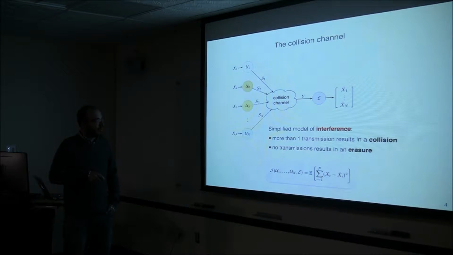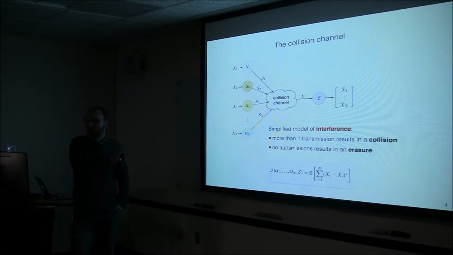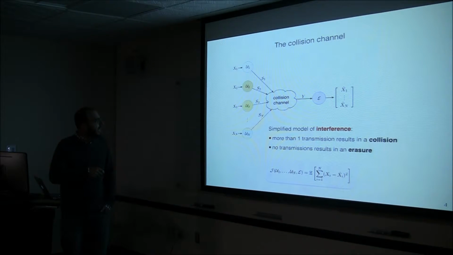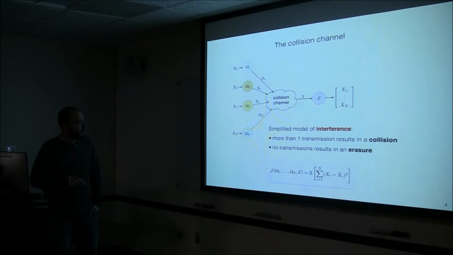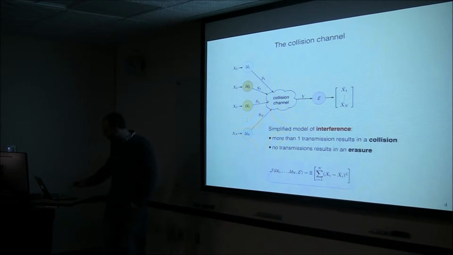If no sensors transmit, then what you have at the channel output is an erasure. Transmission is only successful when a single sensor transmits. So that's how I'm capturing the effect of interference. If two or more people talk at the same time, then the communication doesn't go through. And the objective in this problem was to optimize the sensors and the estimator such that you minimize a mean square cost. So that was the first problem that I formulated.